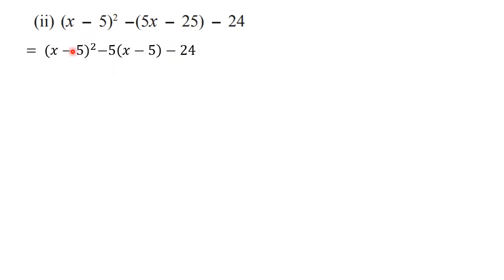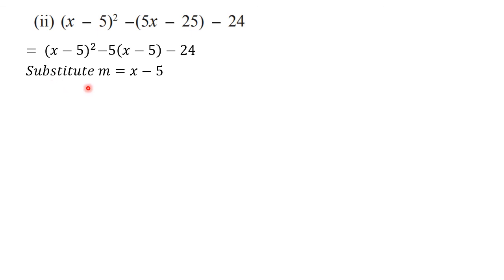So that is our first step. First term write down as it is, x minus 5 the whole square. Then from here take out 5 common. So this minus sign as it is and then 5. Then inside the bracket we have x minus 5 and then minus 24 as it is. Now you can observe that here we have x minus 5 and here also we have x minus 5, which we can replace.